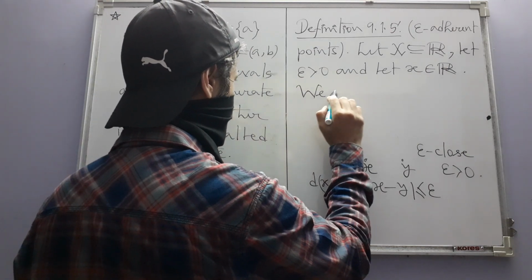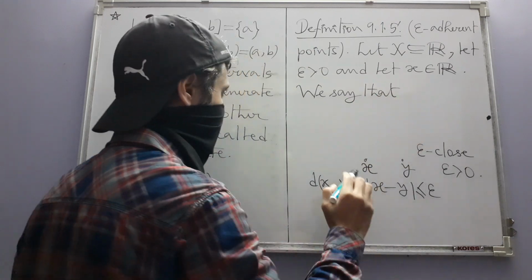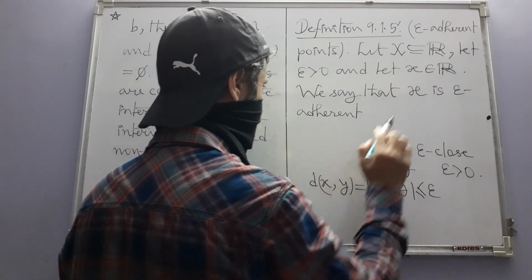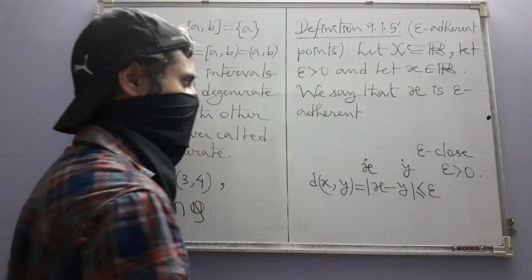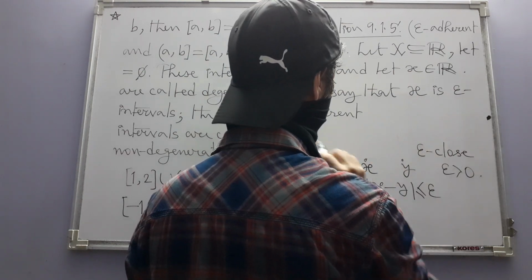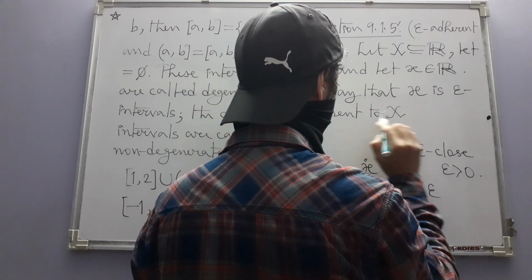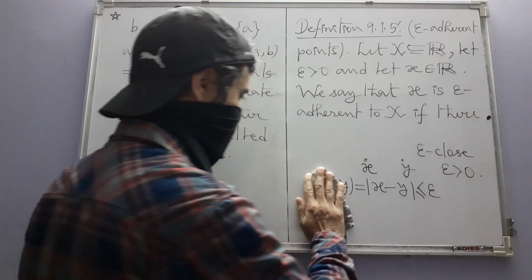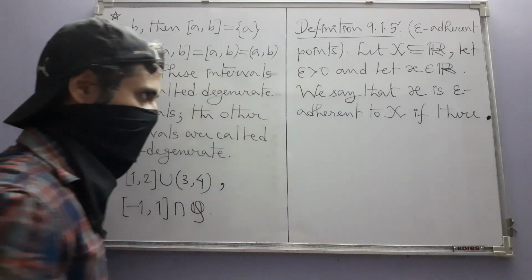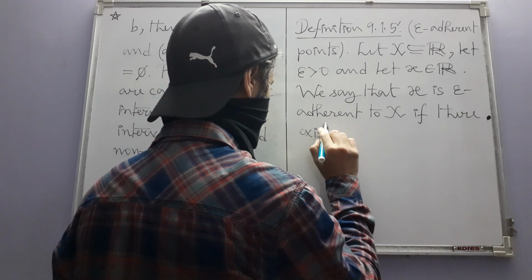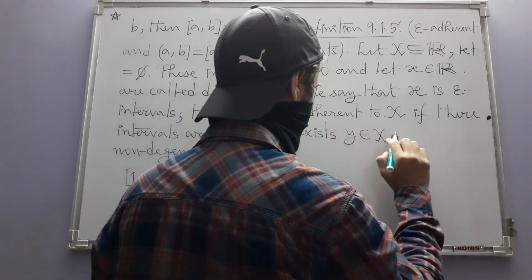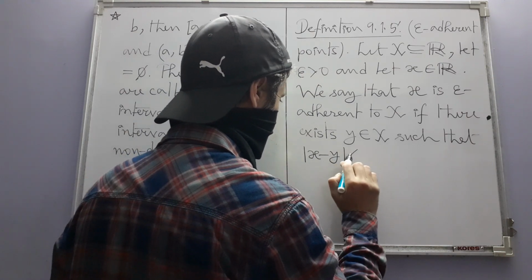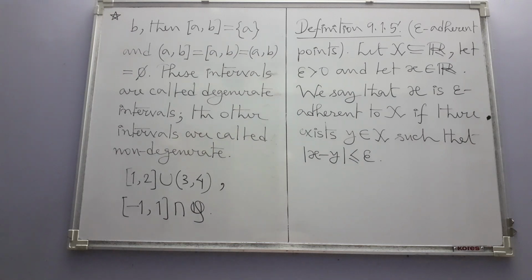We say that x is epsilon adherent. Adherent means to adhere to something, okay, to be close to something, to stick to something. x is epsilon adherent to the set X if there exists a point y in the set X such that x is epsilon close to y. Okay, a pretty natural definition.